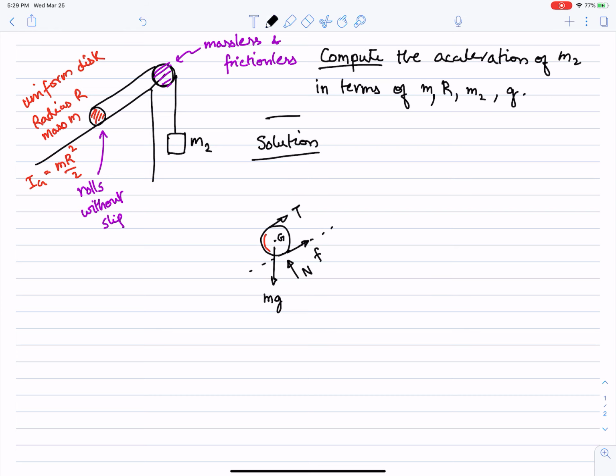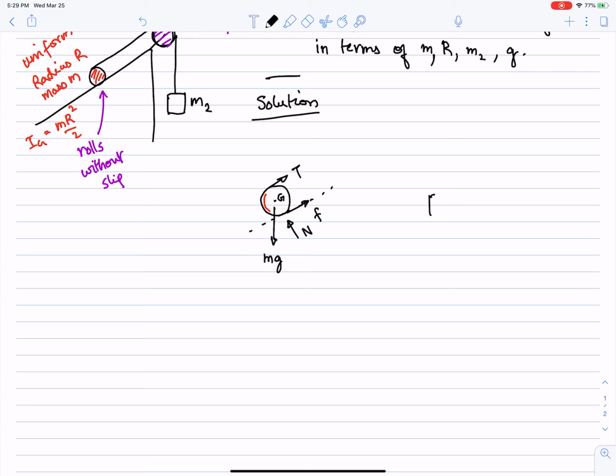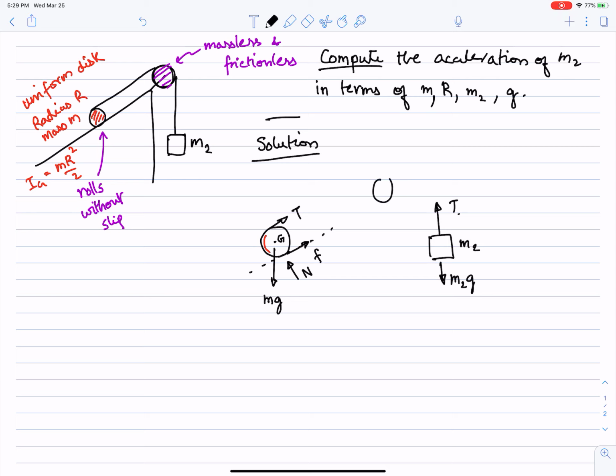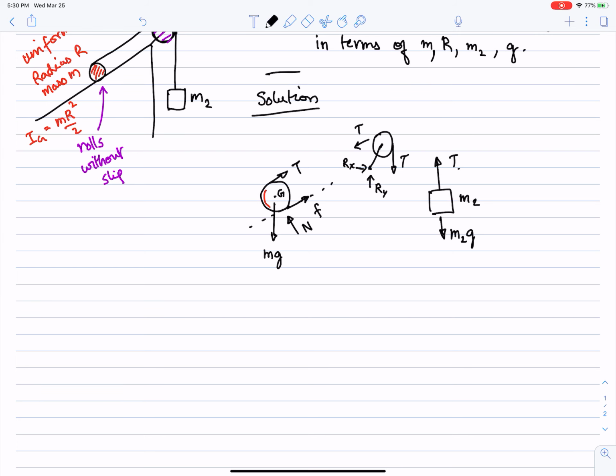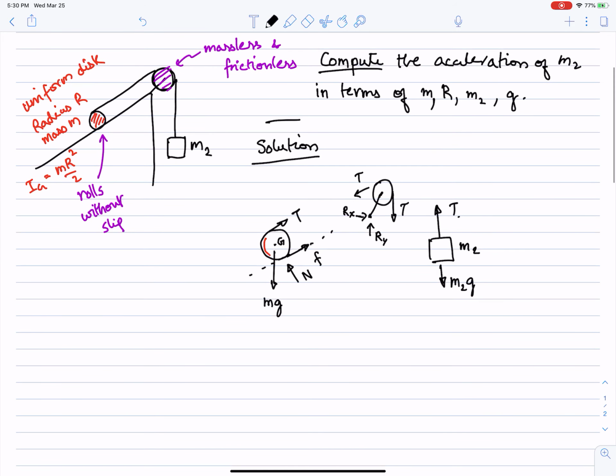Now we can draw the mass free body diagram M2. For M2 it's going to look like this, of course. You can draw the pulley free body diagram as well if you want. T, and then there are some unknown reaction forces here, which we can leave unlabeled because we don't really care. So these are the primary free body diagrams.